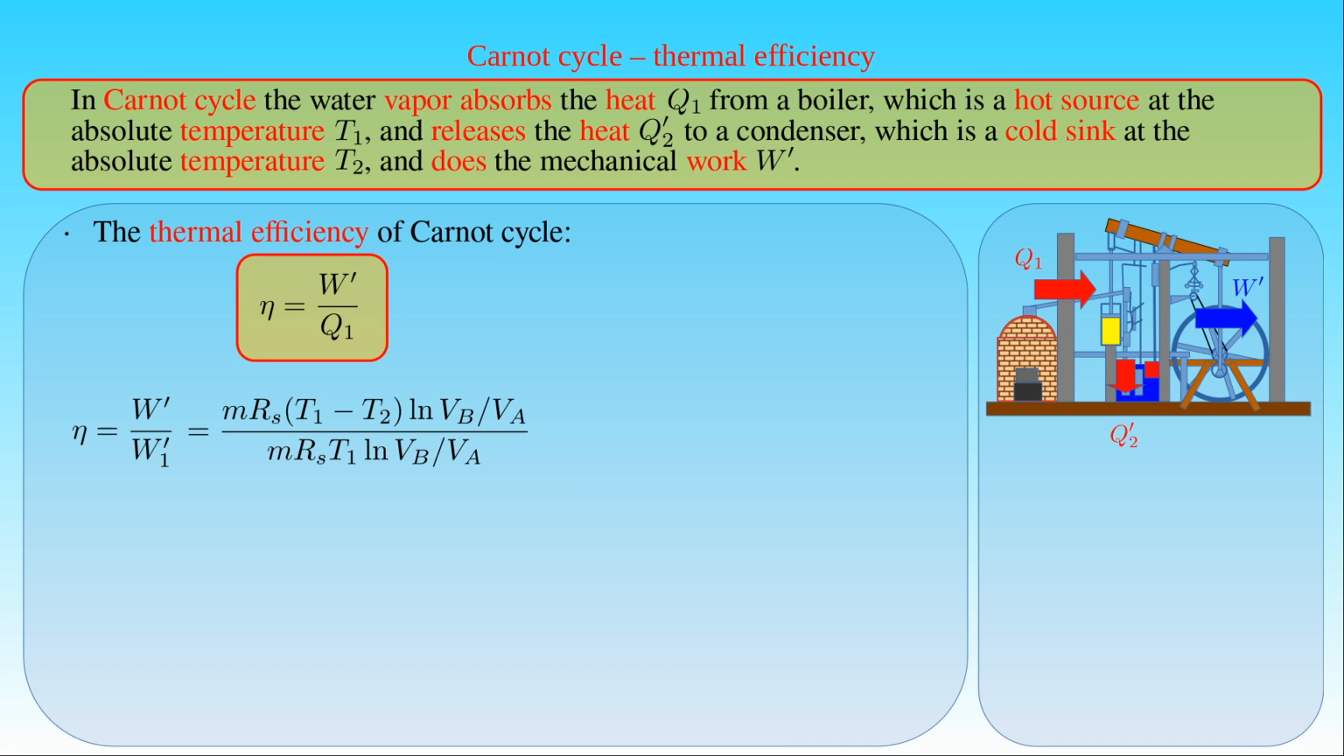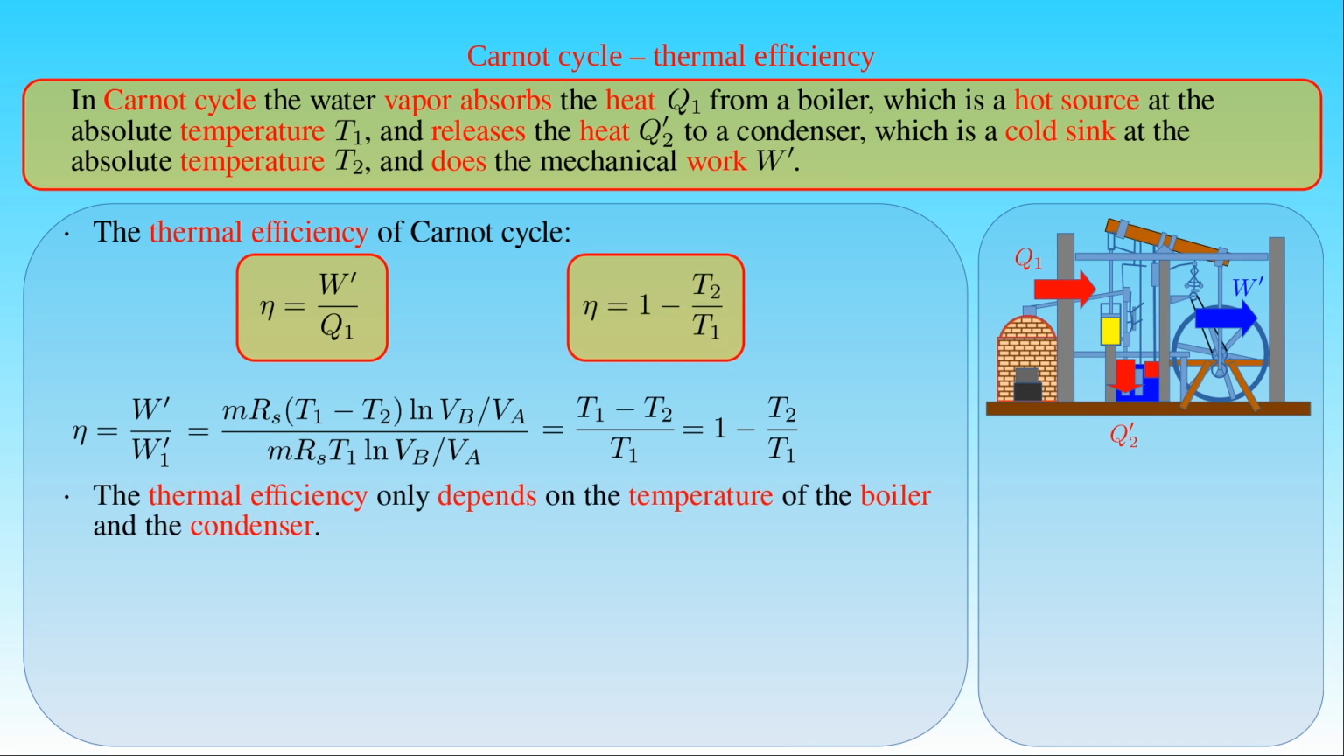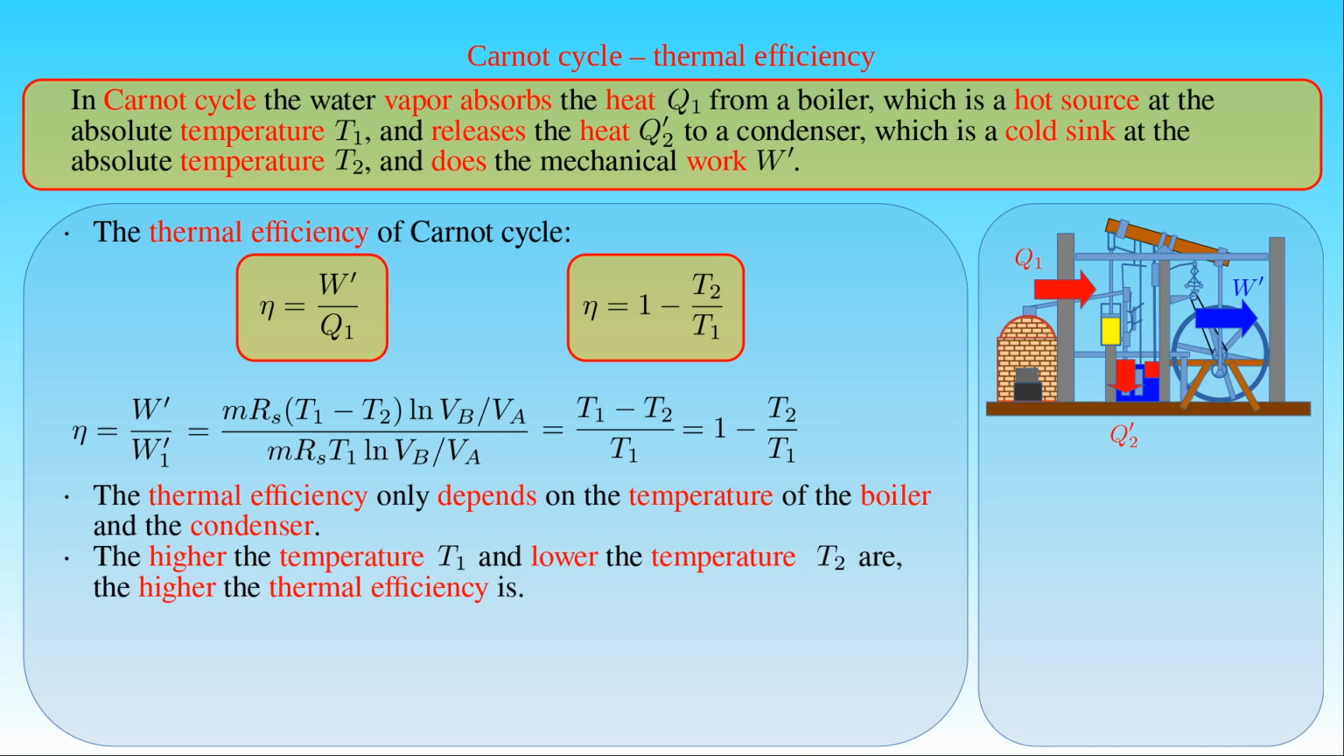By simplifying this expression, we obtain (T1 minus T2) divided by T1, or 1 minus the ratio of T2 to T1. Then we can conclude that the thermal efficiency of a steam engine only depends on the temperature of its boiler and its condenser. The higher the absolute temperature T1 of the boiler and the lower the absolute temperature T2 of the condenser, the greater the thermal efficiency of the Carnot cycle is.